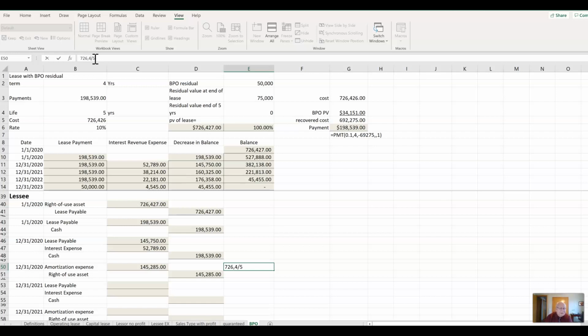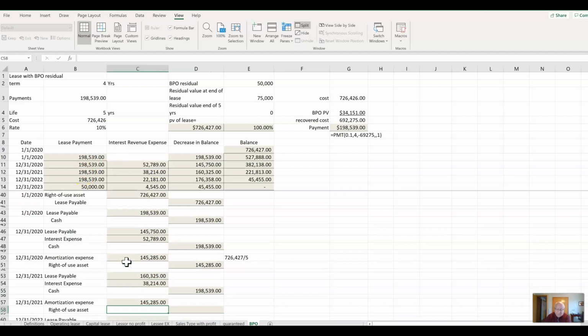726,427 divided by 5. Okay, so you know where that came from. Okay, then on to 2021, lease payable, equal, okay, and then the cash, and then this is going to be equal to the same dollar amount we had up here.